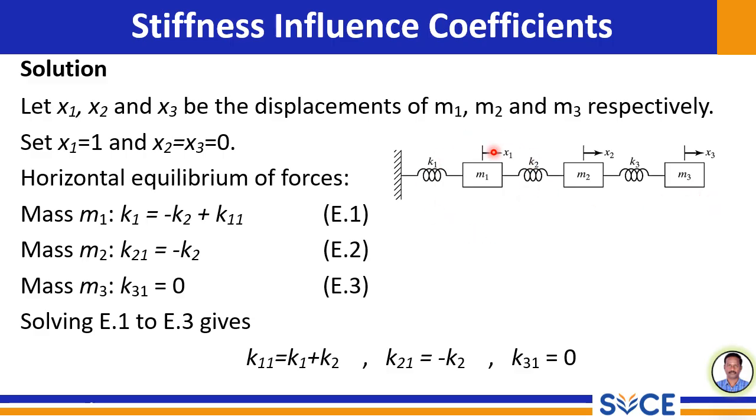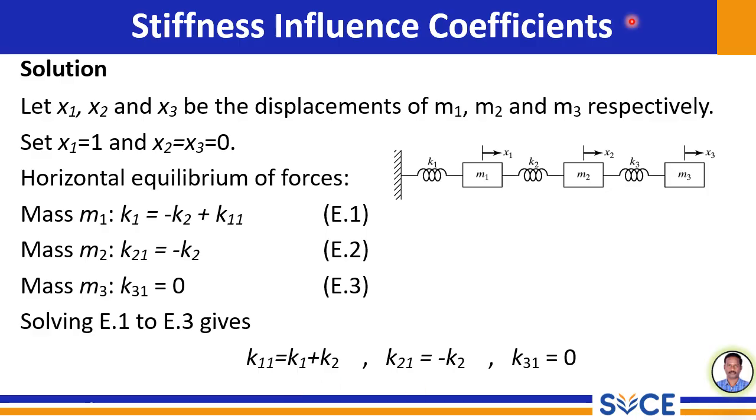For mass 1, the first spring is stretched by 1, requiring a force K1. The second spring will be compressed by 1. Since x2 is 0, it is not moving, requiring force K2. Therefore, the total external force required at mass M1 is K1 plus K2. This gives us K11 equal to K1 plus K2. You see that in this equation it is written differently, but you can also rewrite it like this: K11 equal to K1 plus K2.